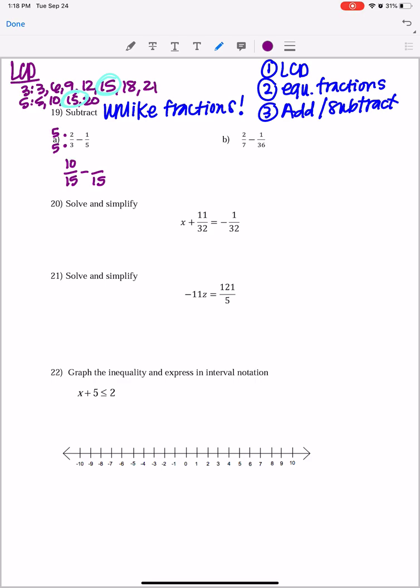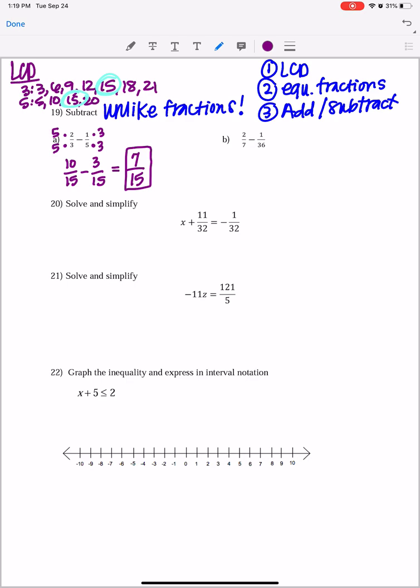I am doing the opposite of simplifying, right? If you had 10 over 15, you say, oh, those are both divisible by 5. 10 divided by 5 is 2. 15 divided by 5 is 3, which is what we started with. Okay, we're going backwards from simplifying. Same thing here. 5 times what gets me to 15? Times 3. So we got to multiply the top also by 3. So 1 times 3 is 3. So now I have like denominators, 15. So simplify the top. 10 minus 3 gives me 7. 7 is a prime number, so I know I can't reduce that anymore.